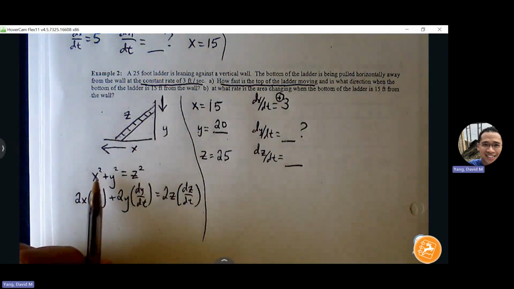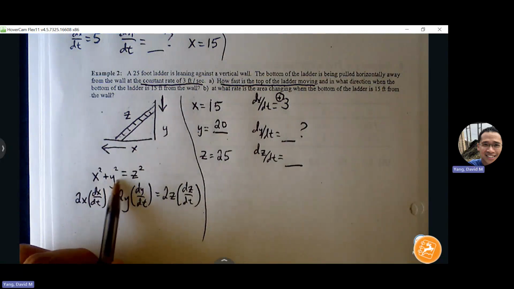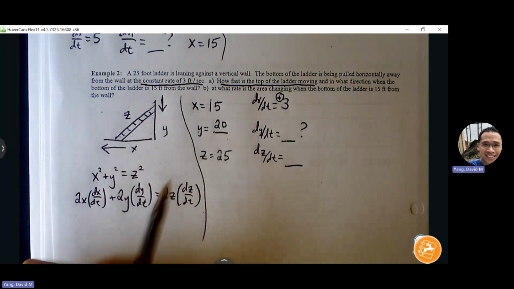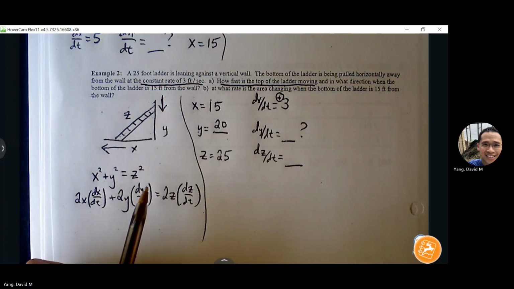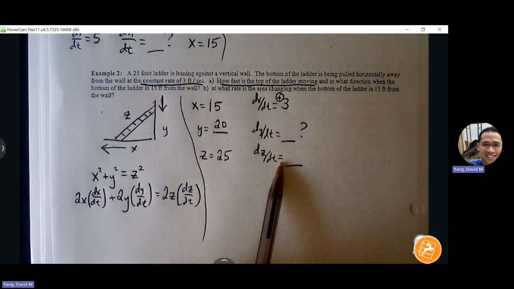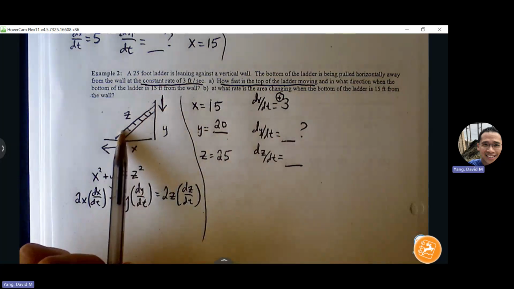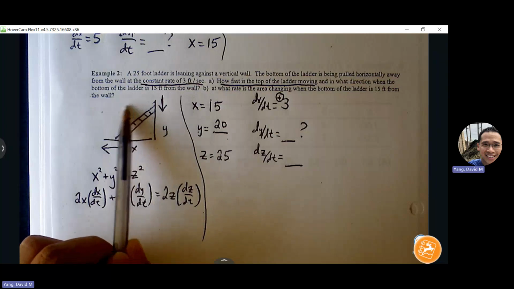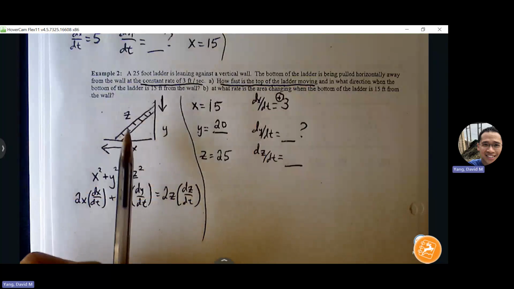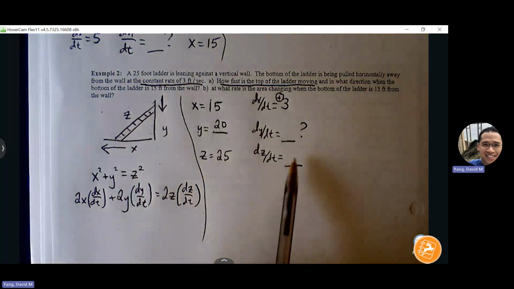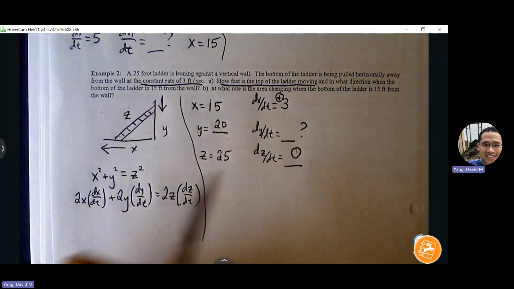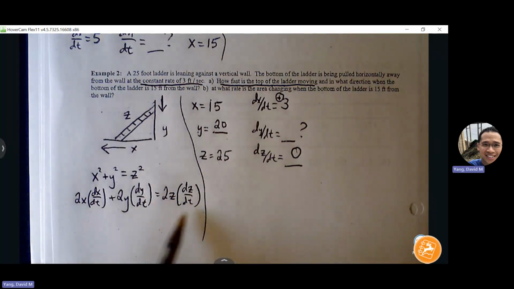Right, but technically, it's 15 squared plus y squared equals 25 squared. We subtract 15 squared from both sides, take the square root, and we get y equals 20. Now, dc/dt, that's talking about the ladder, the rate of change of the ladder. Is this ladder changing its length over time? No, it's staying 25 the whole time, which means that the rate of change is what? 0.